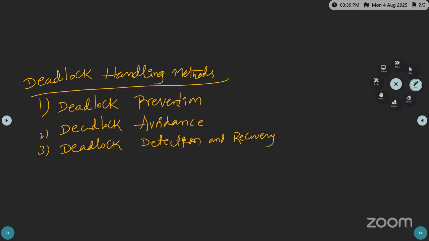Banker's algorithm is used to avoid a deadlock. So what is Banker's algorithm? We'll see. First write down deadlock avoidance. We'll do one problem. Write down the problem. Consider a system with 12 resources.